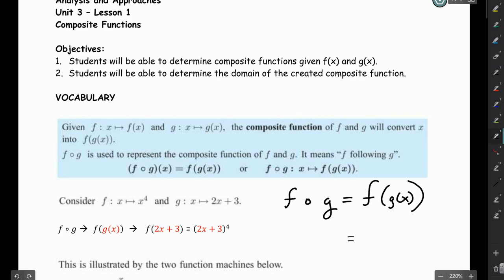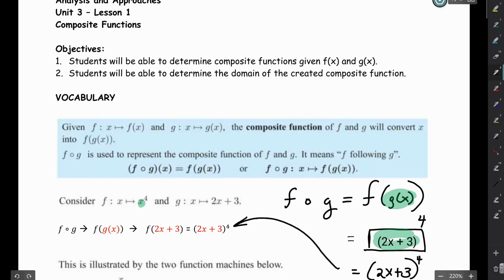So that means I'm going to have a box, and it's going to be to the fourth power. So inside that box is going to go the g function. That's going to go inside the box. That's wherever we have an x in the function. So we're going to end up with the g function, which is 2x plus 3, to the fourth power. Okay, as it shows you there.